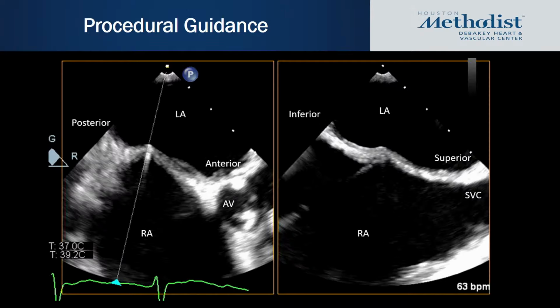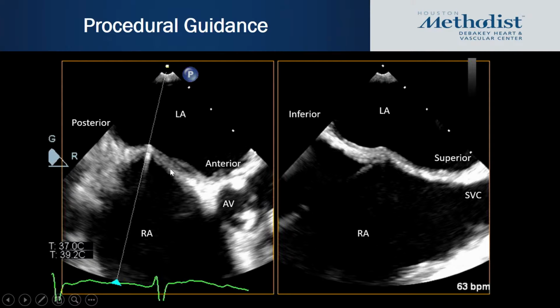Moving on to procedural guidance, TEE is instrumental in guiding the transseptal step, which is the first step of the procedure. And we use biplane imaging because this provides us with 2 orthogonal views of the fossa ovalis. This is a short axis view demonstrating the aortic valve, which marks the anterior aspect of the septum. And this is a bicaval view where the SVC marks the superior aspect of the interatrial septum, while the inferior vena cava marks the inferior aspect.